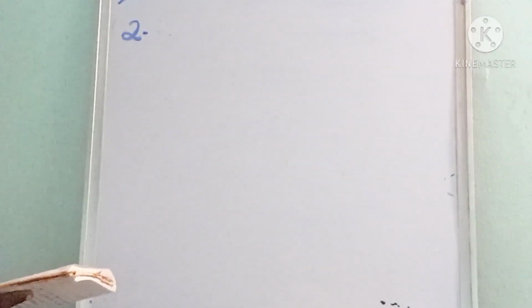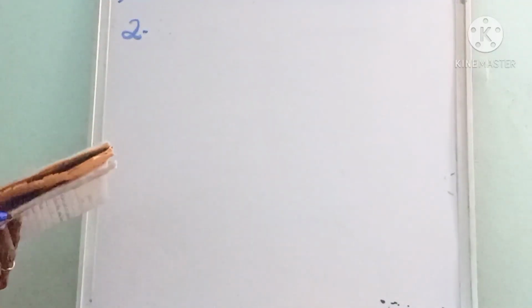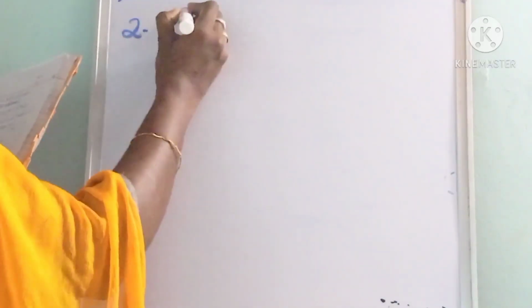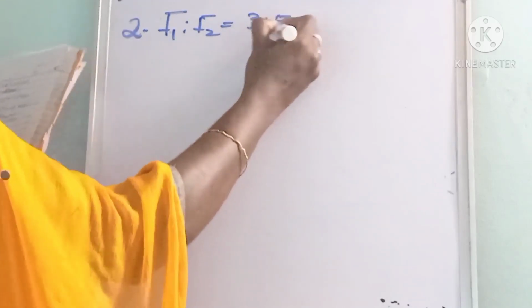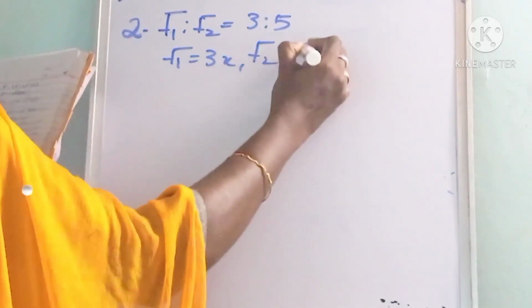And the second question is: two forces whose magnitudes are in the ratio 3:5 give a resultant of 35 Newton. If the angle of inclination is 60 degree, find the magnitude of each force. Here two forces have magnitudes in the ratio 3:5. So we can consider the two forces as F1 and F2. F1 is to F2 is 3:5, so F1 can be written as 3x and F2 can be written as 5x.